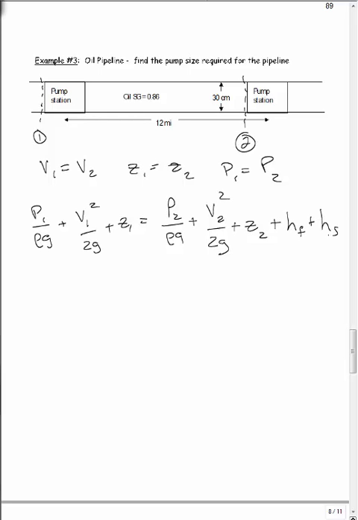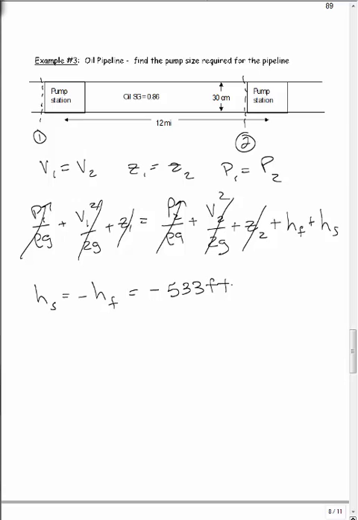Okay. So again, P1 equals P2, so this time we can cancel that. V1 equals V2, so we can cancel our V's. Z1 equals Z2, not a whole lot left. HS equals minus HF. And we know that, that's minus 533 feet.